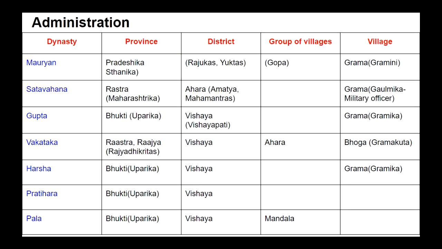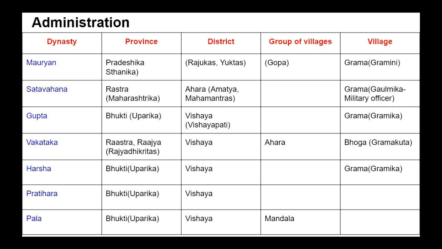Administrations of different dynasties. In this slide, we will see the administration of northern Indian dynasties. So Mauryan dynasty, the territory of the Mauryan dynasty. The first column is about the dynasty, and the other column is the territorial division of that dynasty. During the Mauryan dynasty, the territory was divided into provinces. A province was known as Pradesika, and it was under the control of Isthanika.